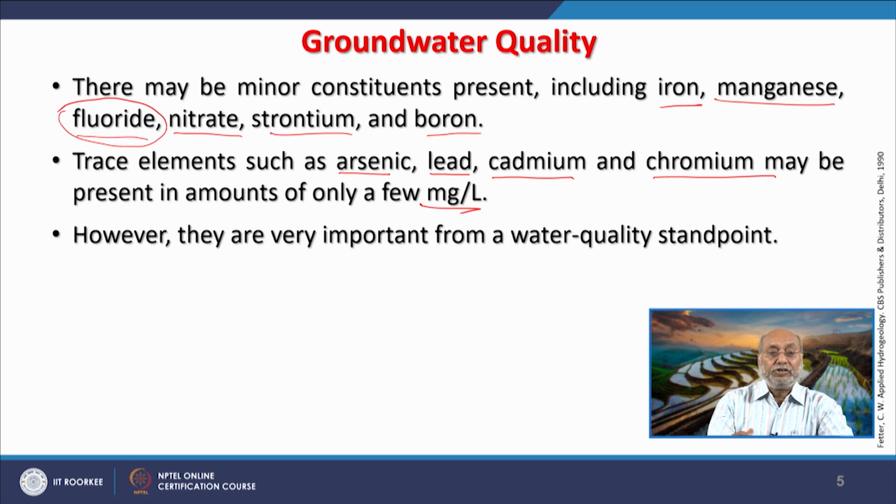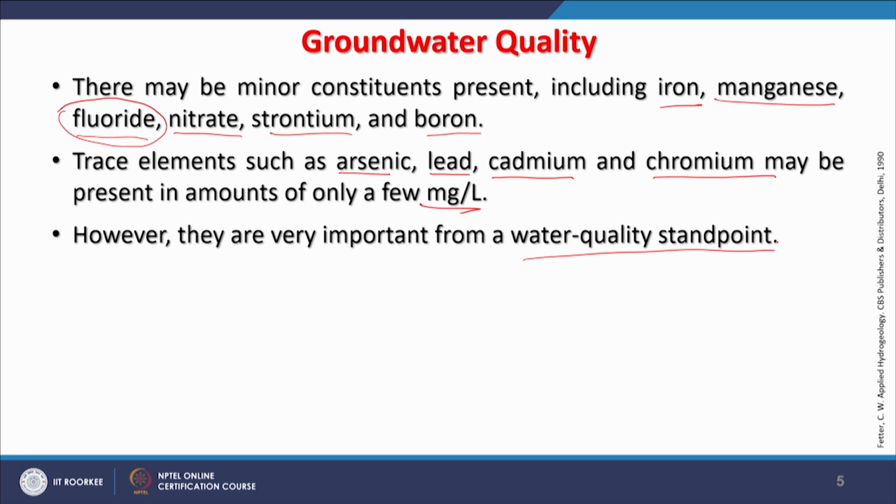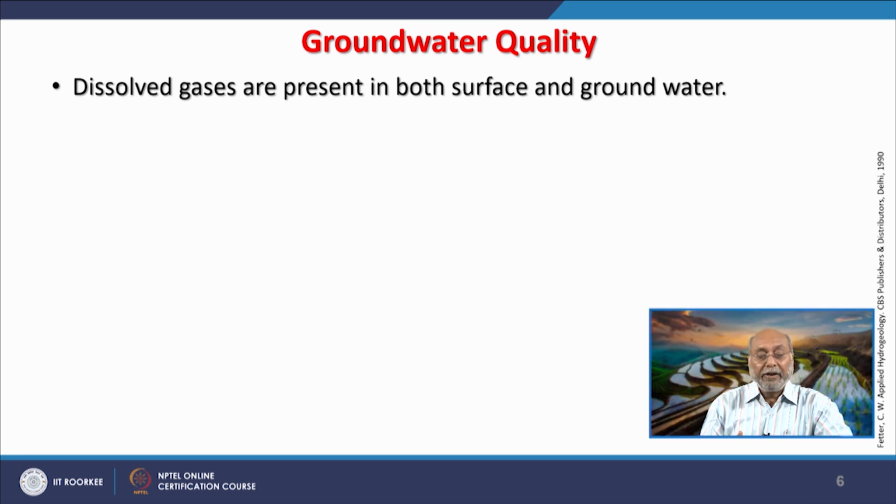If any of these elements are present in the water, then they have to be assessed through those standards, whether the water is drinkable or consumable, or can be used for agriculture. So, they are important from the water quality standpoint. The water quality should be assessed based on the parameters which we have discussed.